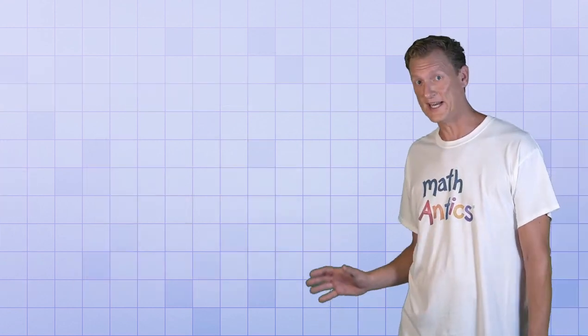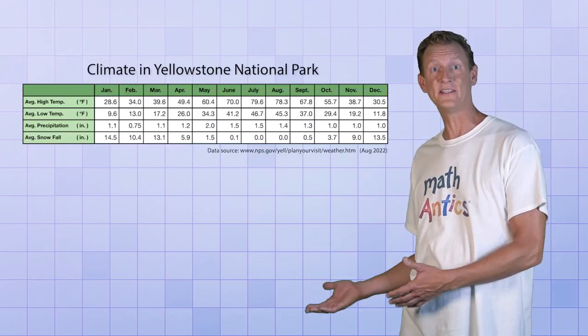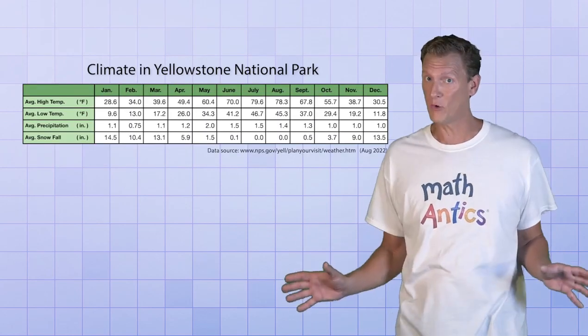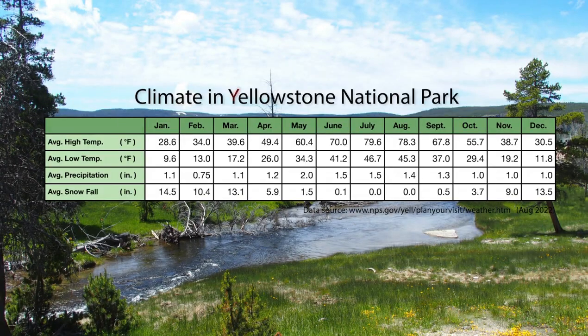Of course, the more data a table holds, the more complicated it gets. For example, this data table organizes a lot of quantitative data about the climate in Yellowstone National Park. It's got a column for each month of the year and several rows corresponding to weather measurements, like average high and low temperature, and average precipitation and snowfall.